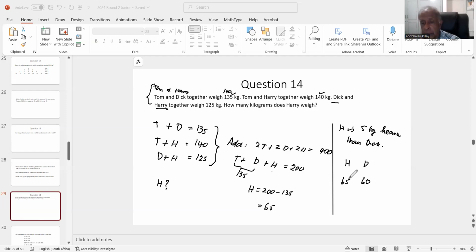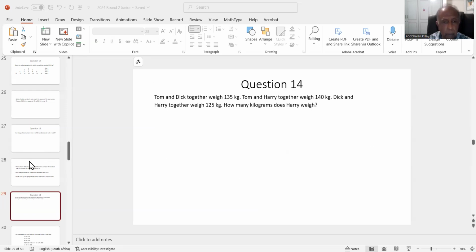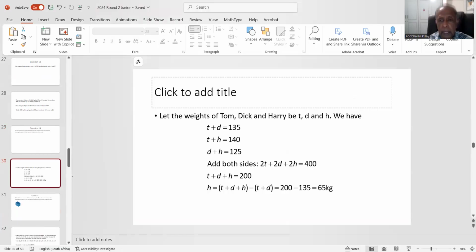Harry is 5 more than the other, so that gives you Harry's weight, 65. It's the same as this. That is the pure logic, without having to look at equations. Right? So that's a nice way of solving that problem. Okay, let's just get on to the next one. Here we did it the first way, without doing the logical way. This will come to the same answer.